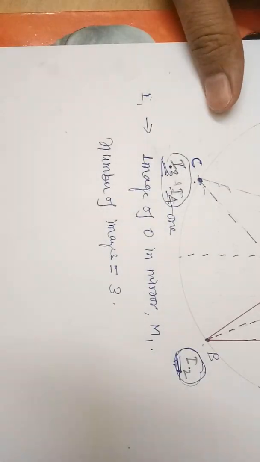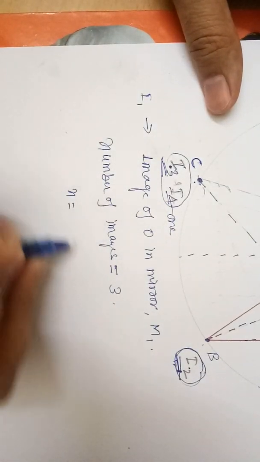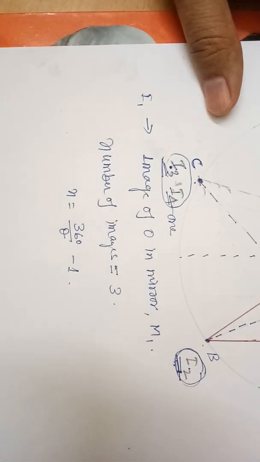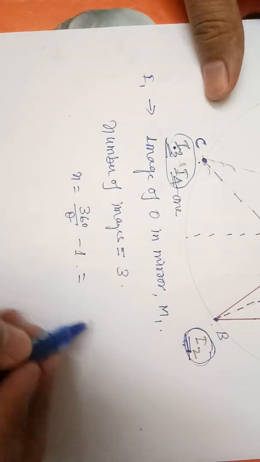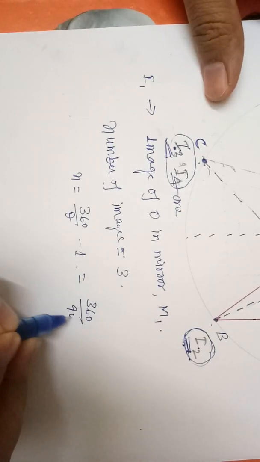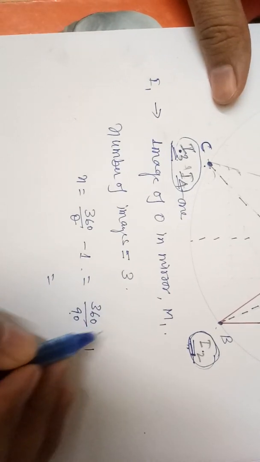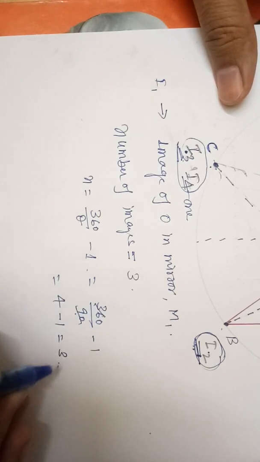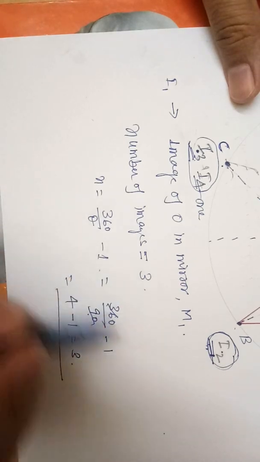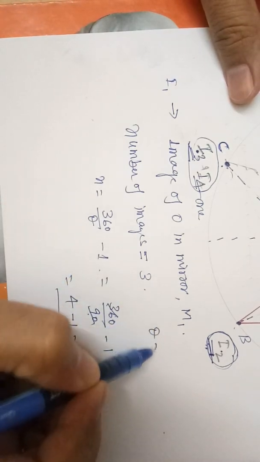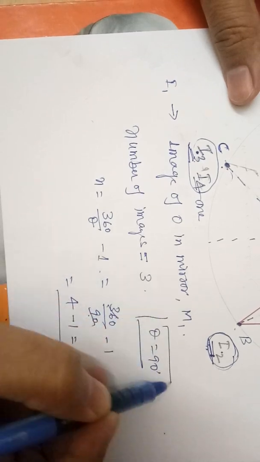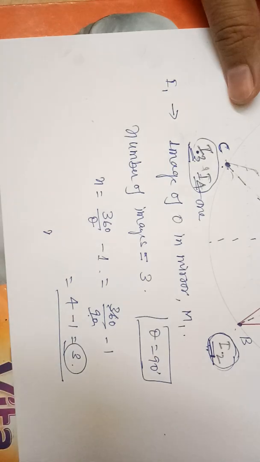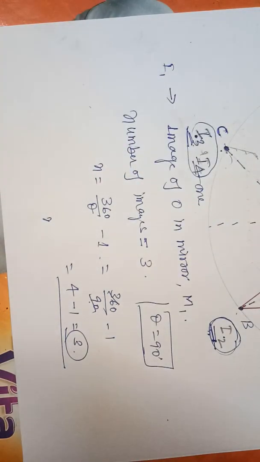Right? Also we know the formula for the same. N is equal to 360 by theta minus 1. So how will we understand this? So 360 upon 90 minus 1. So 9 4 ja 36. So 4 minus 1, that is 3. So number of images formed when the angle between the mirrors theta is 90 degrees, the number of images are 3 images. Right? So that way you can also consider.